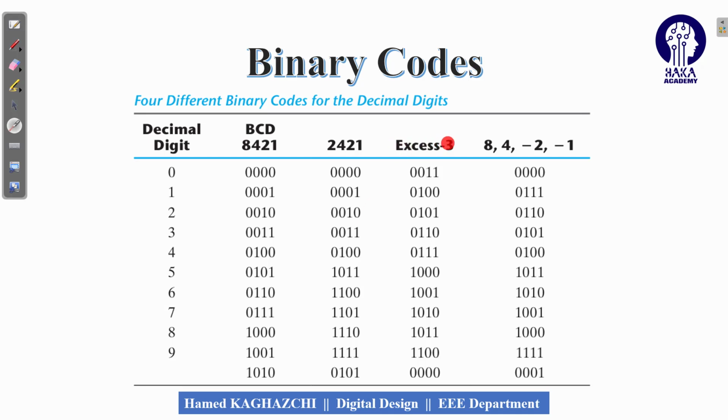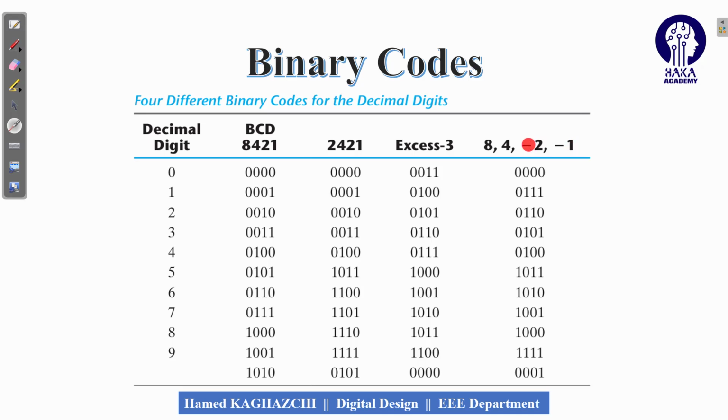Another code is excess three. What is the excess three? If we add 3 to the 0 up to 9 and write the corresponding binary number, you can find the excess three. Look here, this is 0, 0 plus 3 is 3, now this is 3 with the same BCD. If we add 1 to this BCD, it will be equal to 4, and this is 4. 2 plus 3 is 5, you can see that this is 5. 3 plus 3 is 6, you can see that this is 6, up to the end.